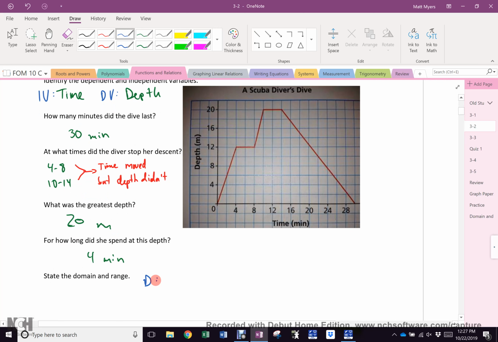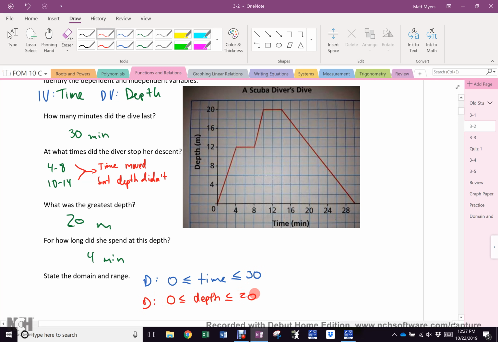Is it the depth? Domain is the set of values, set of elements that make up the independent variable. 0 less than or equal to what? Time, because that's our domain here. Less than or equal to 30. What's the range? 0 less than or equal to depth, less than or equal to 20. Well done. All right, that's all the stuff you already know.